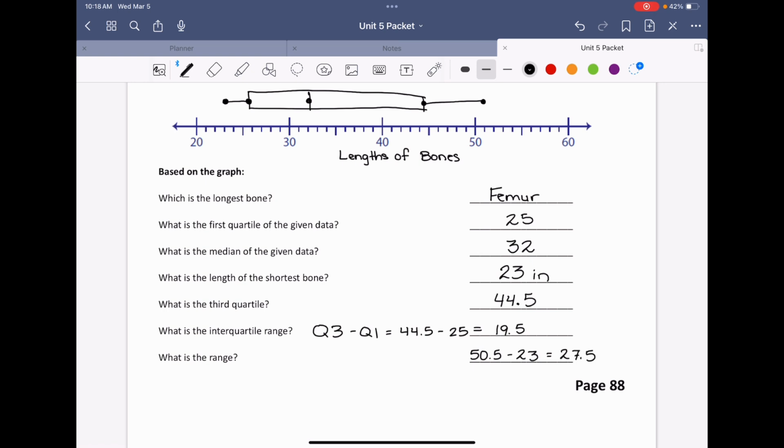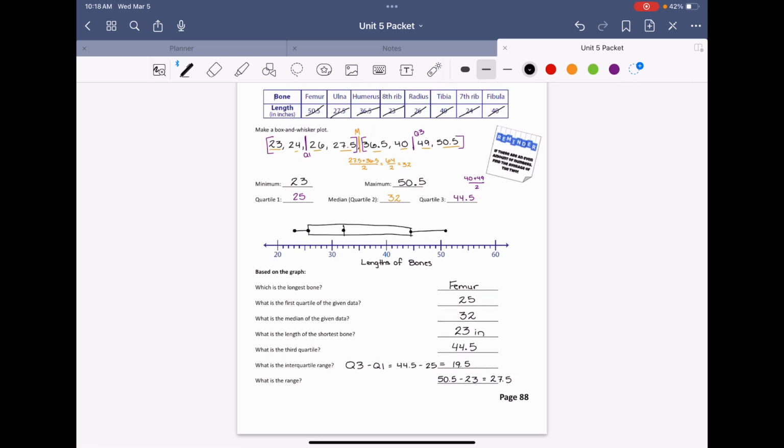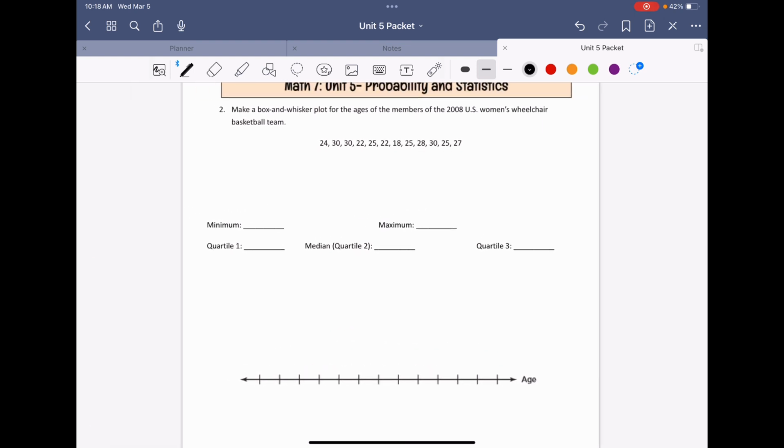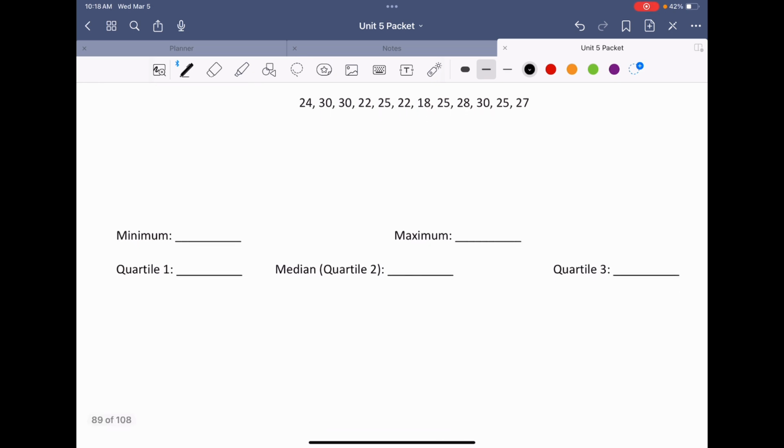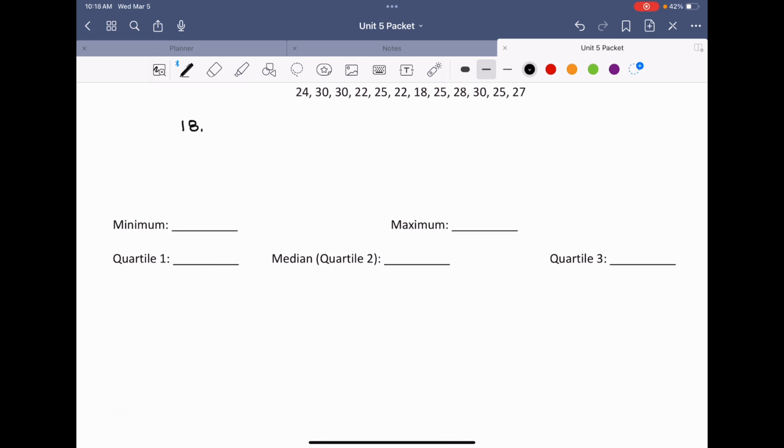All right, one more example. So I'm going to have you try this one completely on your own, so please go ahead and pause the video. When you're all set, unpause the video and check your work. Alrighty, so you should list them all from least to greatest first. 18, 22, 25. Make sure you have the right number of each one.